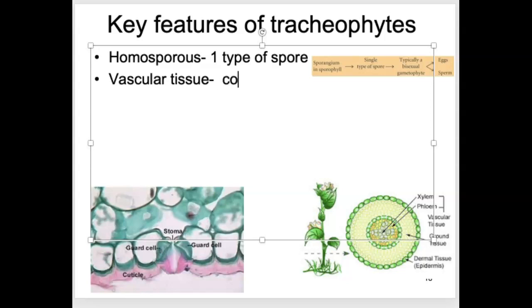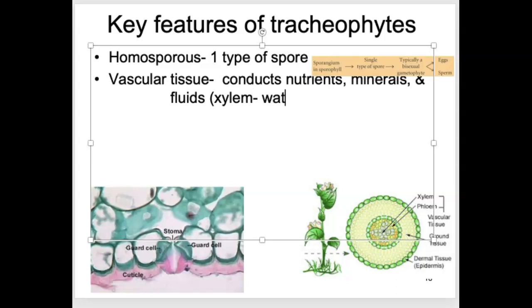So vascular tissue conducts nutrients, minerals, and fluids, so obviously water, things like that. The primary vascular tissue types, and we'll discuss this later, are xylem and phloem. So xylem is mostly working with water and minerals.